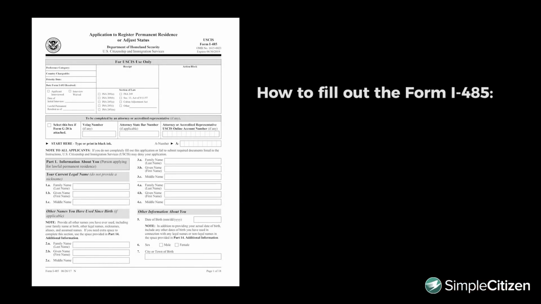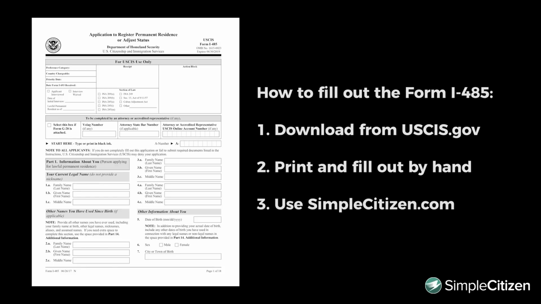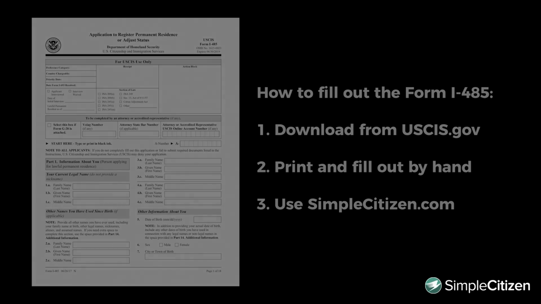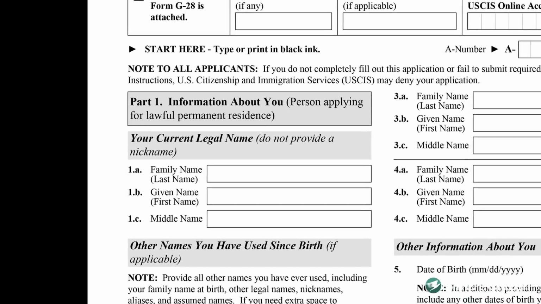You can fill out the form I-485 one of three ways. First, you can download the PDF from the USCIS.gov website and fill it out on your computer. Second, you can print out the PDF and fill it out by hand. If you choose to do this, make sure it's legible and make sure to use black ink. And third, you can use simplecitizen.com. With our self-service software, you can create an account, answer a few simple questions, and be done in about 20 minutes.